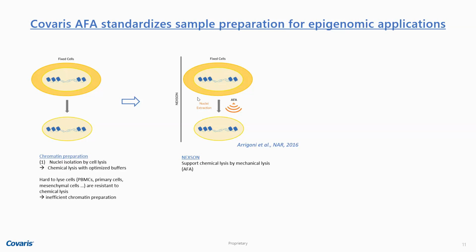This is mostly because chemical lysis usually works by making holes in the cellular membrane, and then you use hypotonic buffers to burst the damaged cell membrane. However, if you have cells with a very small rim of cytosol, such as PBMCs, there is not enough power of the hypotonic effect to burst the cells efficiently. Therefore, it makes a lot of sense to support this process mechanically by AFA. This leads to very efficient lysis of the cells, less sample input is required, and you can standardize your epigenomic applications.